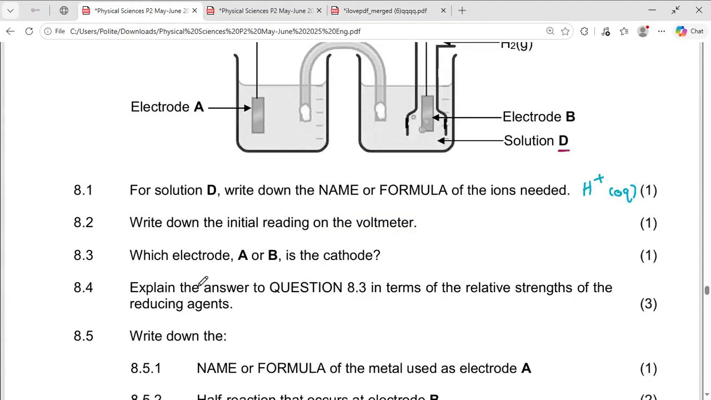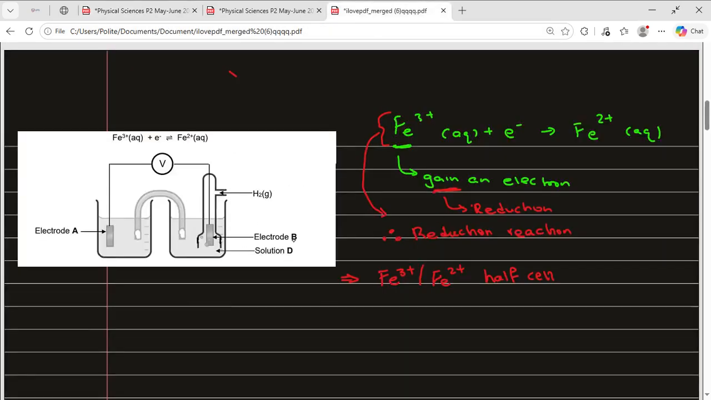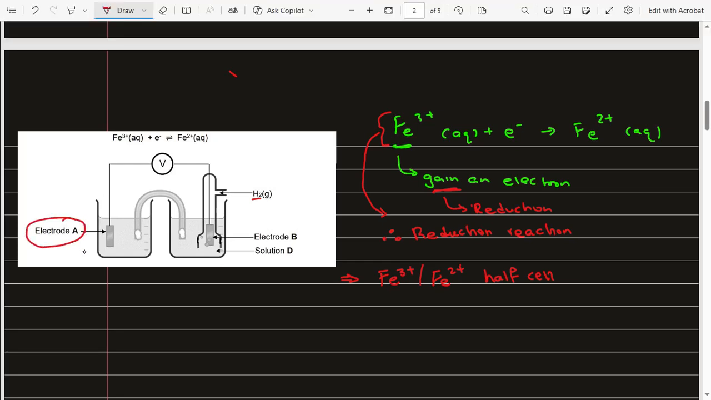The question was which electrode, A or B, is the cathode. When I look at this, we already know that this is the hydrogen gas. So the one on the left hand side is going to be the Fe3+ or the Fe2+, right? This is on the left of this diagram. Therefore, the reduction occurs at electrode A, right?